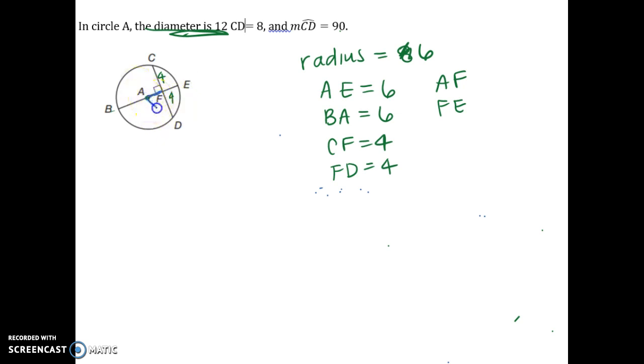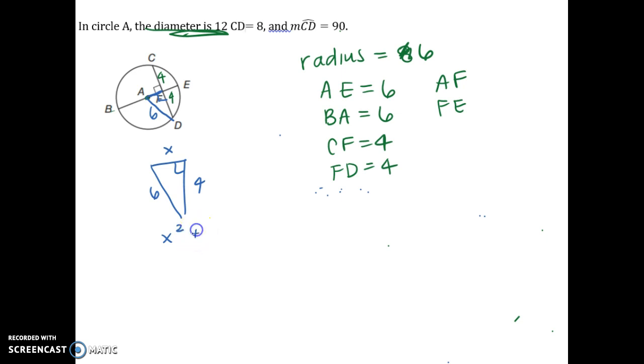If I connect the dots from A to D, I create a right triangle, which is super great. But I need to know the length of AD. Stop and think for a minute. AD goes from the center to the edge of the circle, so AD is also 6. So I have created a right triangle, and I can find the missing side of the right triangle.